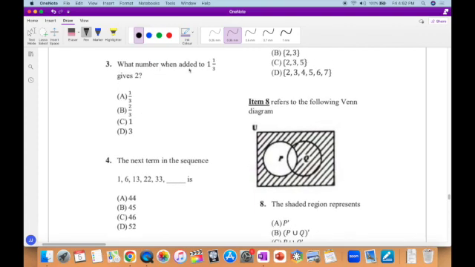Alright, so what number when added to 1 and 1 over 3 gives 2? So obviously x will be 2 minus 1 and a third. 1 and a third could work out to be 3 ones, 3 plus 1 is 4 on 3. And so we could express 2 as being 6 on 3 minus 4 on 3. And that will give us 2 on 3.